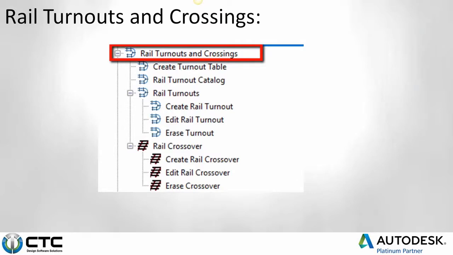Rail turnouts and crossings. I'm not that good at rails, so I'll just tell you that, hey, look, you can do a turnout table. You can create a turnout catalog. In the rail turnouts, you can create a turnout, edit a turnout, erase a turnout. So we're going from 2 tracks to 3 tracks. We got the turnouts. I can make those adjustments. And then rail crossovers. So we got a track crossing over another track. Again, I could create, edit, or erase a crossover.